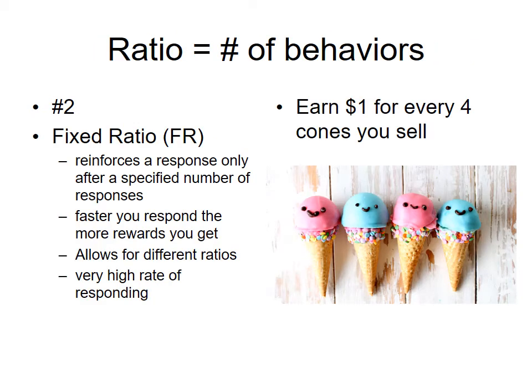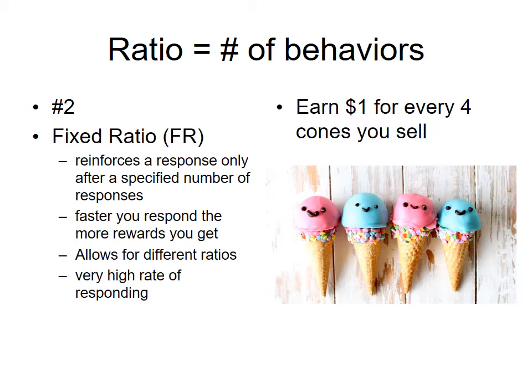So this talks about the number of behaviors before you get rewarded. We will have fixed and variable. In a fixed ratio situation, you have to do a certain or specific number of behaviors and then you get rewarded. So here I have you selling 4 ice cream cones and then you get $1.